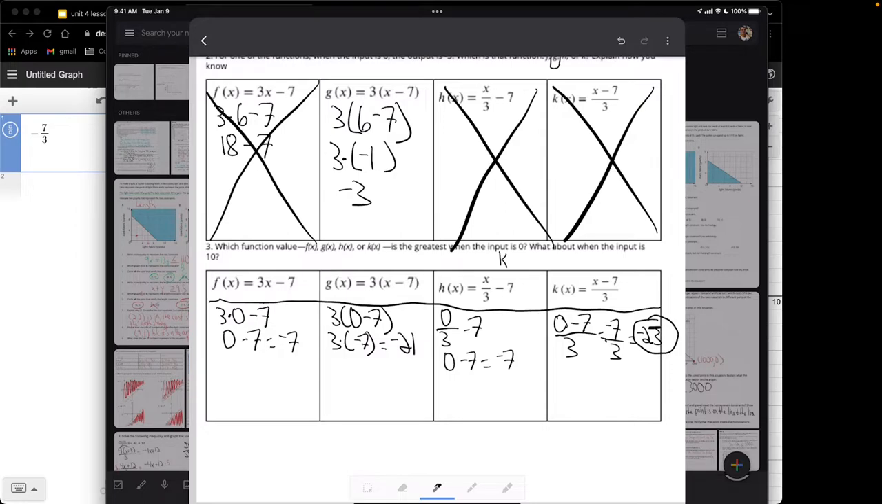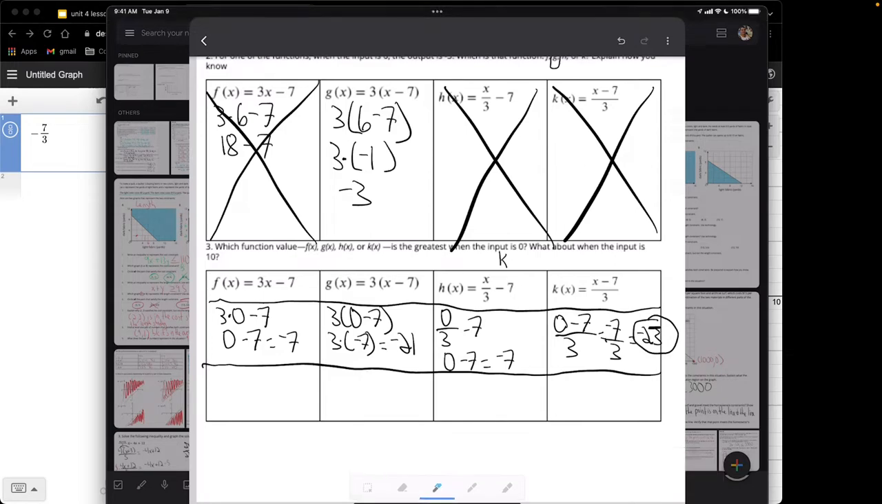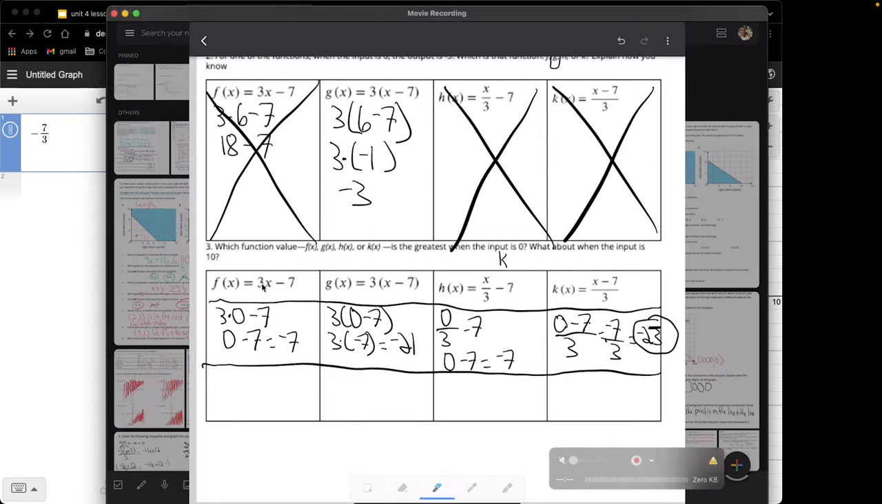Okay. Now we're going to do the same thing, except now they want us to check when the input is 10. So what happens when I plug in 10 for x? Which one is going to be the greatest? So we'll go back to f. Okay, now we're going to plug in 10.